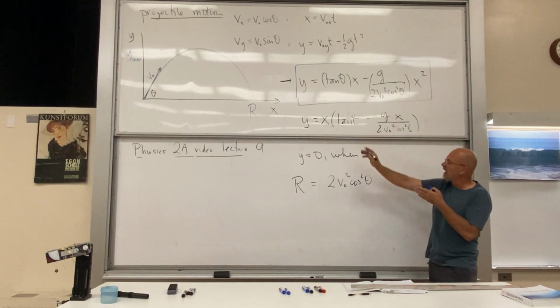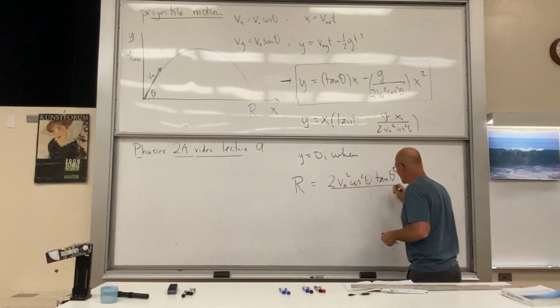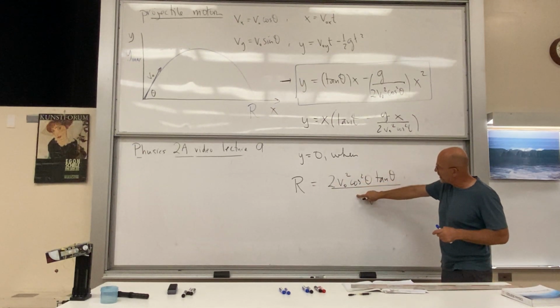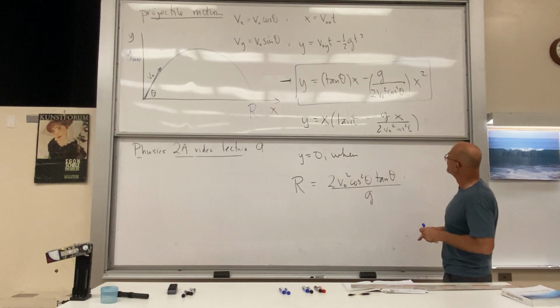I'm just cross multiplying over tan theta over g. Okay, that doesn't look so good, but it's going to simplify a lot. This is sine over cosine squared. And we have sine over cosine.